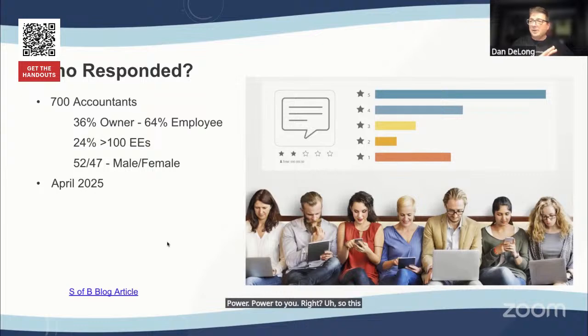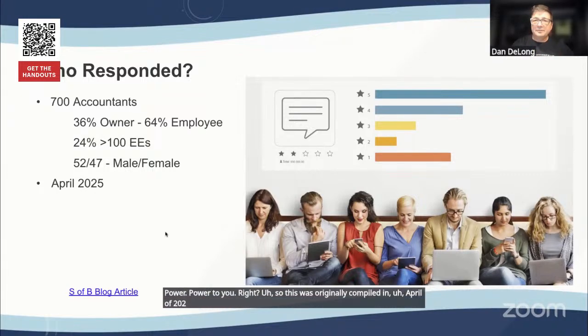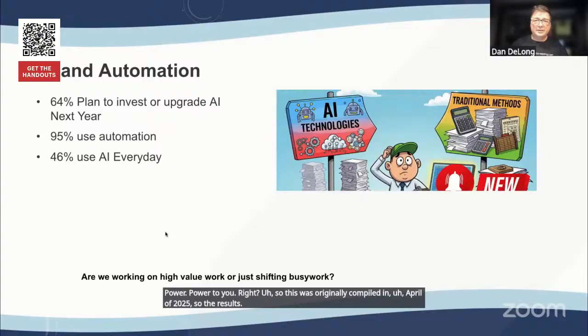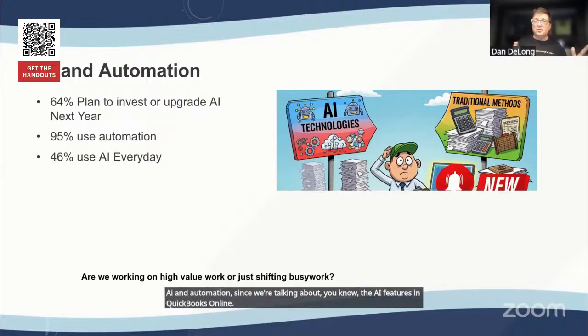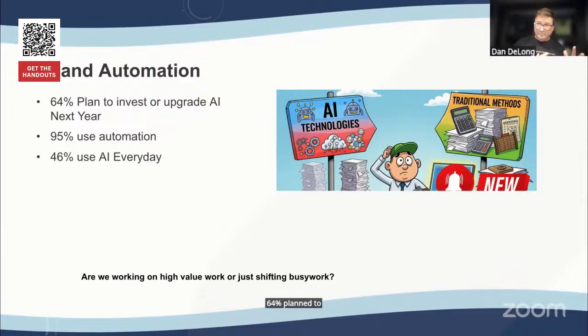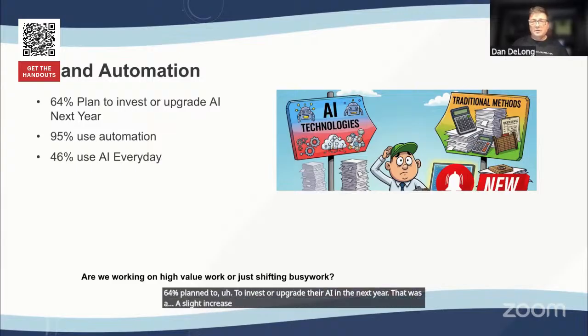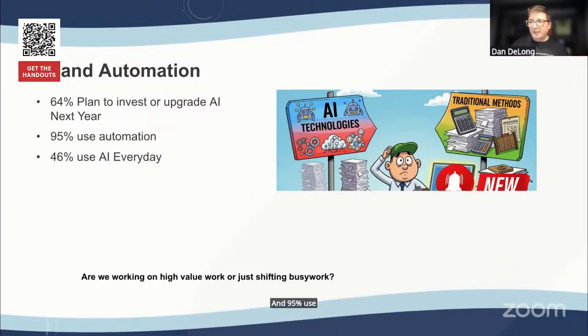So this was originally compiled in April of 2025, so the results are just coming out 3 months later. I'm going to break it down into different sections. AI and automation, since we're talking about the AI features in QuickBooks Online. 64% planned to invest or upgrade their AI in the next year. That was a slight increase from the year prior, and 95% use automation, and 46% use AI every day.